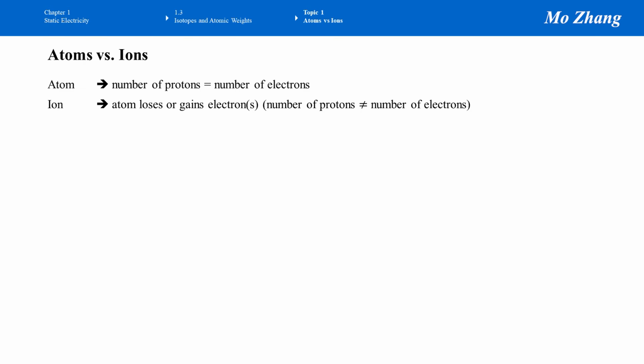Let's talk about atoms. For an atom, the number of electrons must equal the number of protons. In other words, if the number of electrons does not equal the number of protons, it is not an atom. It is an ion. When an atom gains electrons or loses electrons, it becomes an ion. In other words, the number of protons does not equal the number of electrons. For example, there are more protons than electrons, or fewer protons than electrons. In either case, it is an ion.